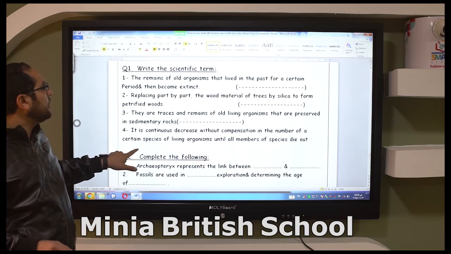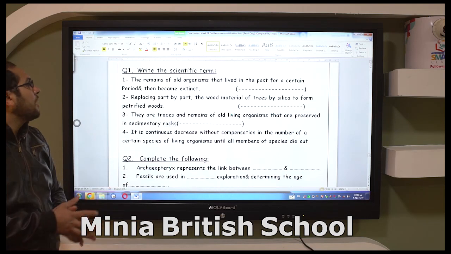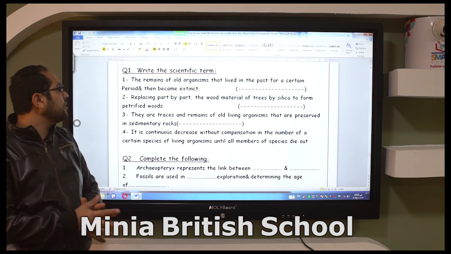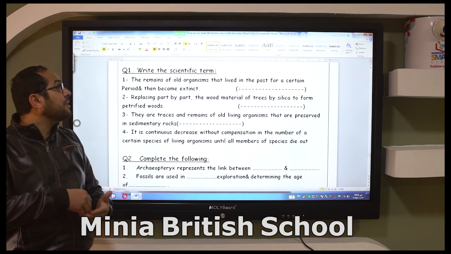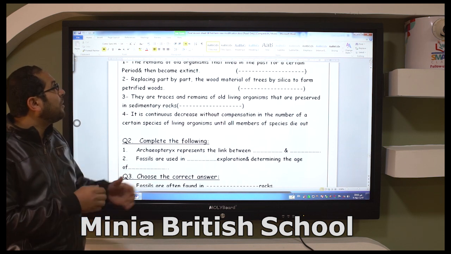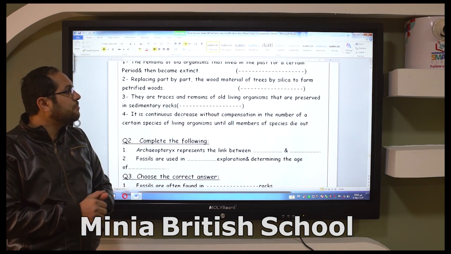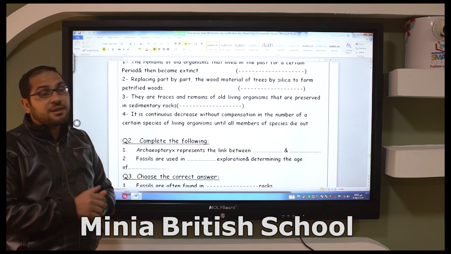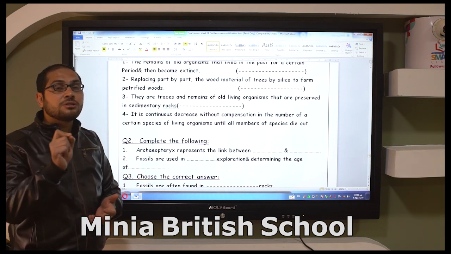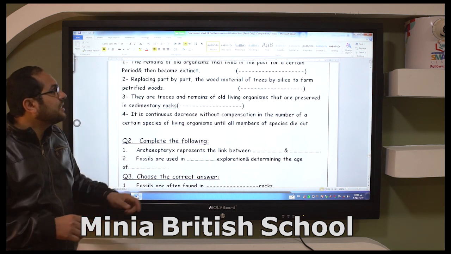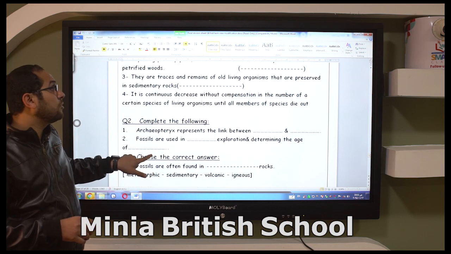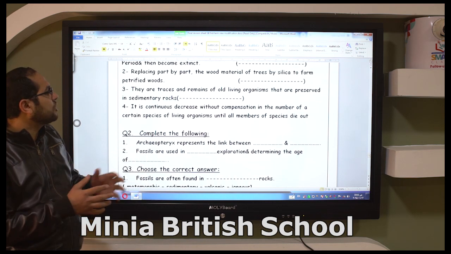Okay, finally, unit 3. The remains of old living organisms that lived in the past at a certain period then became extinct. This is what? These are the fossils. Replacing part by part the wood material. By the way, the mineral that replaces the wood material is called silica. The wood material of trees replaced by silica forms petrified wood. This is the process called petrification.